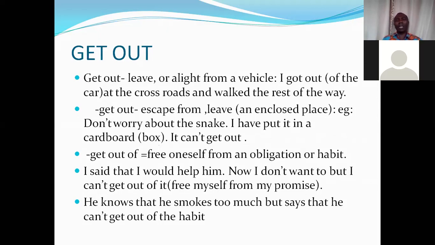Don't worry about the snake. I'll put it in the cardboard box. It can't get out. It means it cannot escape here. It cannot leave that particular place. That is the meaning here.